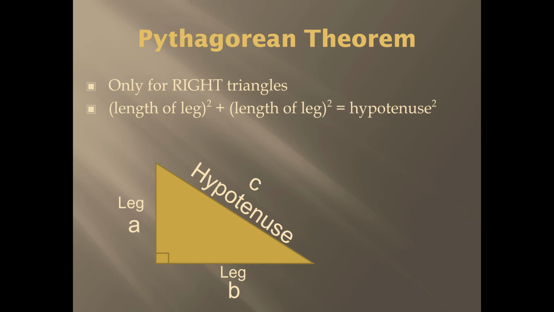So it's the length of one leg squared added to the length of the second leg squared, and that's going to be equal to the hypotenuse squared. So in this case, we have letters A, B, and C, so we could say it's A squared plus B squared equals C squared, because the length of one leg squared plus the length of the second leg squared is equal to the length of the hypotenuse squared. Right? So A squared plus B squared equals C squared.